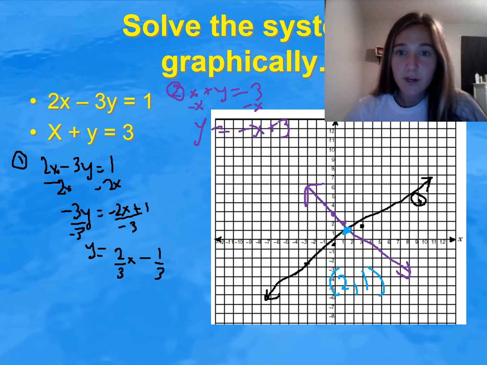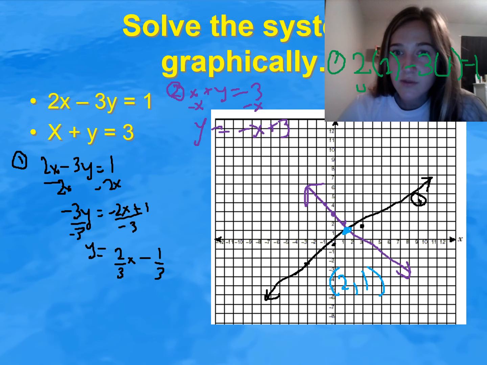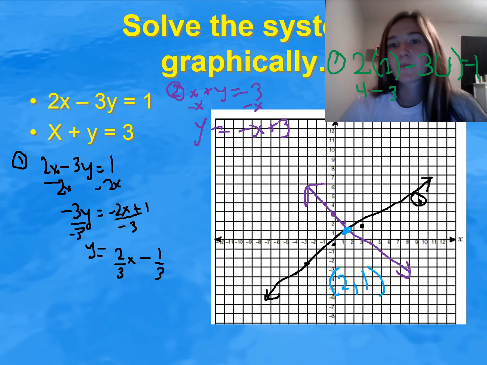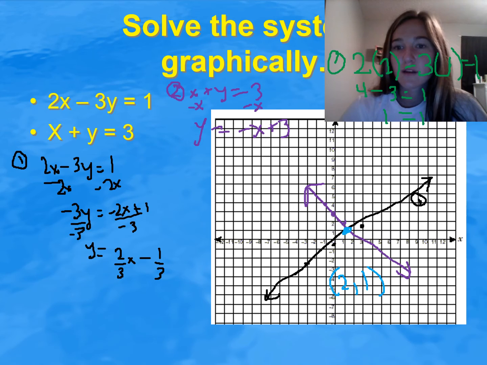Okay, so all we need to do is plug it back in. So equation 1: 2 times x, and our x is 2, minus 3 times y, our y is 1, equals 1. 2 times 2 is 4, minus 3 times 1 is 3, equals 1. 4 minus 3, 1 equals 1. Yay!